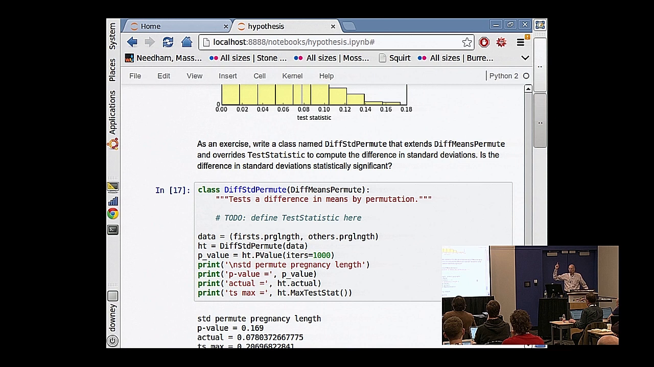I want you to do one last experiment, which is the exercise. We're going to inherit from diff means permute, so we're going to get everything. The only thing we're going to change is the test statistic. You're going to override test statistic so that instead of computing the absolute difference in the means, you're going to compute the absolute difference in the standard deviations. This is pretty much a cut and paste. Don't overthink it. My point is that in this framework, you can swap in different test statistics, no problem. So work on that, and that is the last exercise for the day.